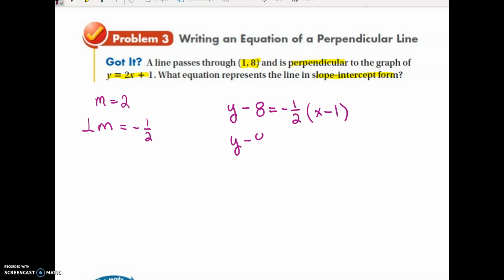So we're going to do -1/2 x. That becomes +1/2. And then we want to move the 8 over. So we would end up with y equals -1/2 x plus 8.5 as our equation. So here we have our equation in slope-intercept form. It has a perpendicular slope and it goes through the point 1, 8.